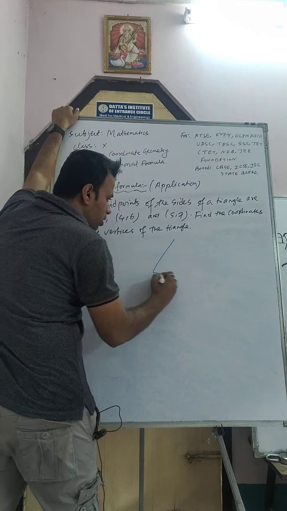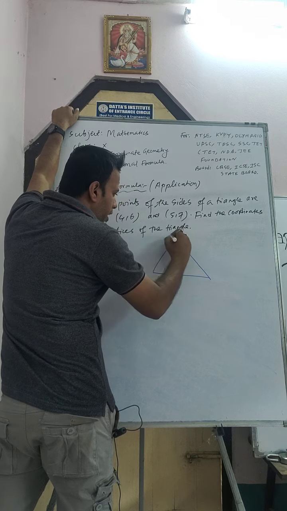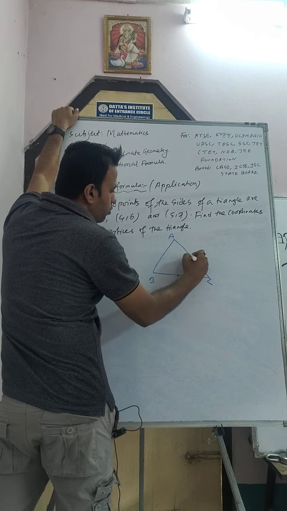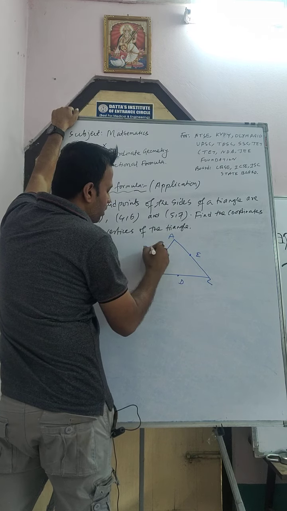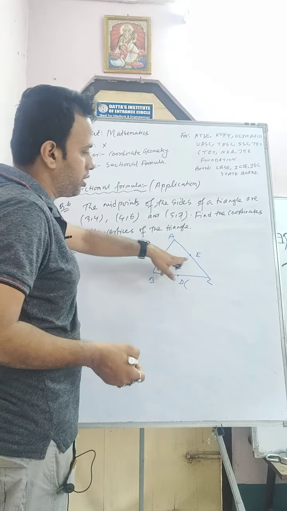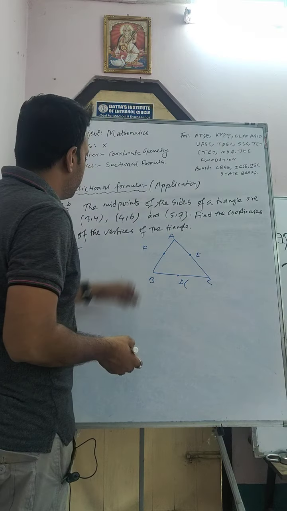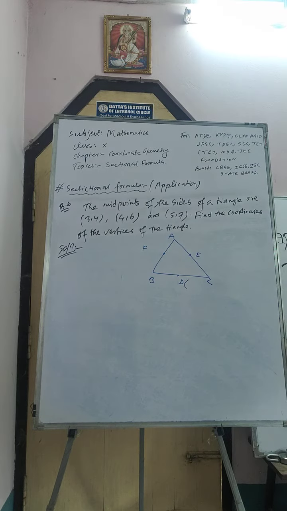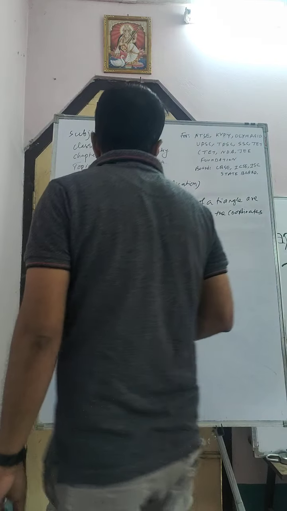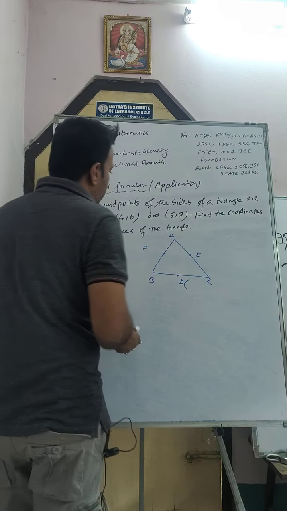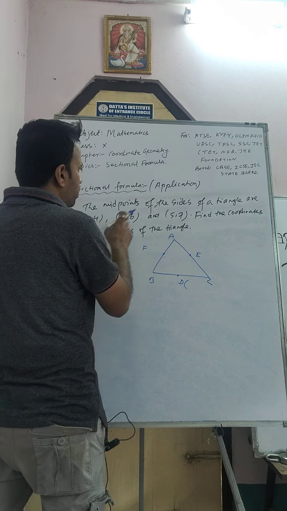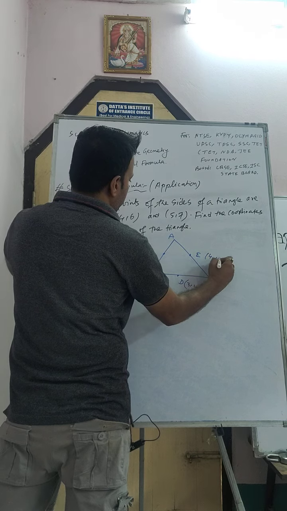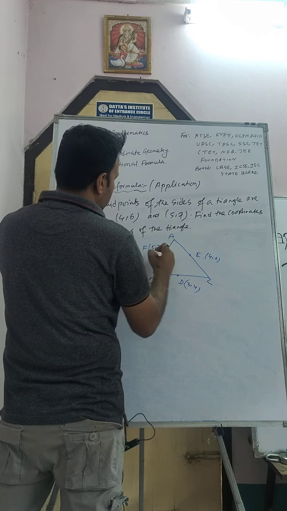So suppose this one is triangle ABC. This one is D, this one is E, and this one is F. D is the midpoint of BC, E is the midpoint of AC, and F is the midpoint of AB. So now the midpoints of the triangle are given: this one is 3 comma 4, this is 4 comma 6, and this one is 5 comma 7.